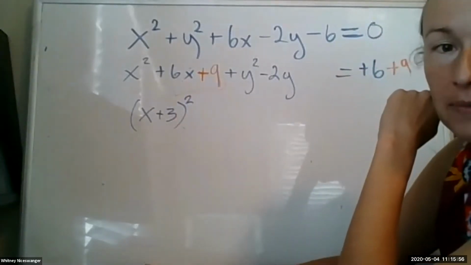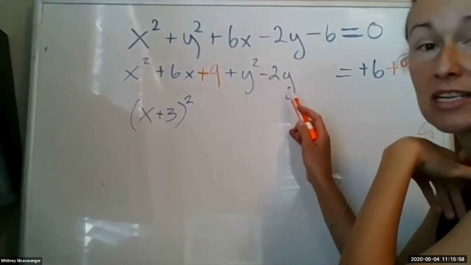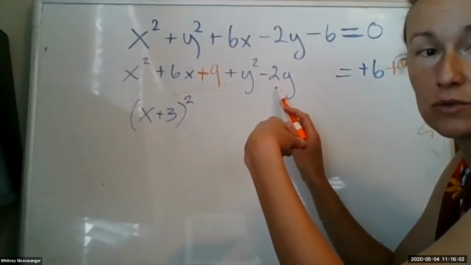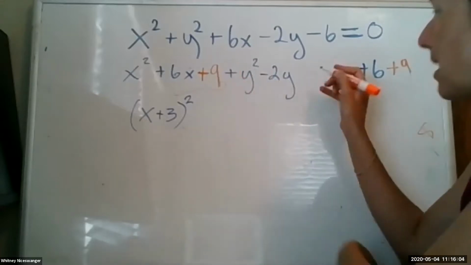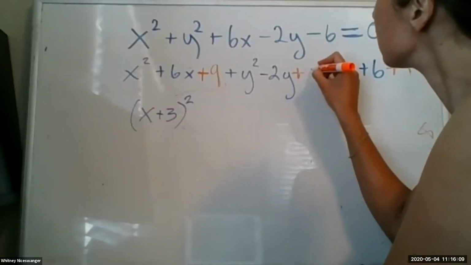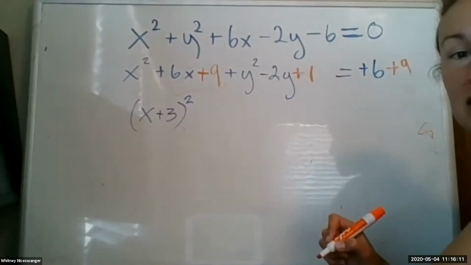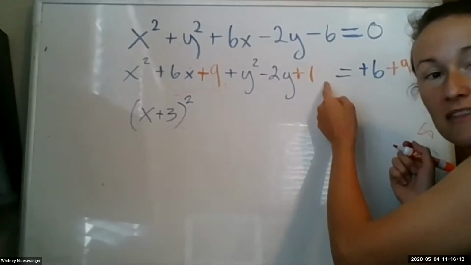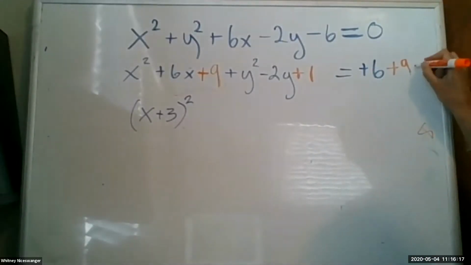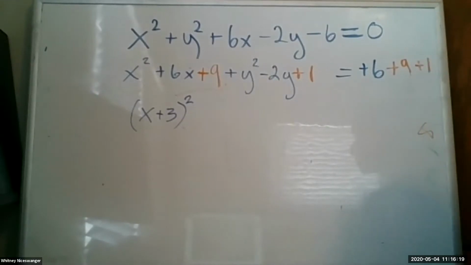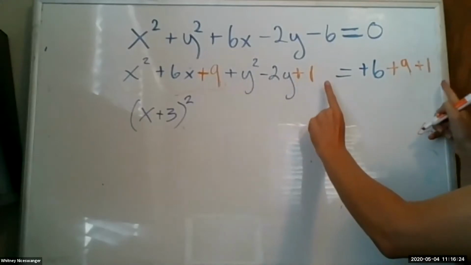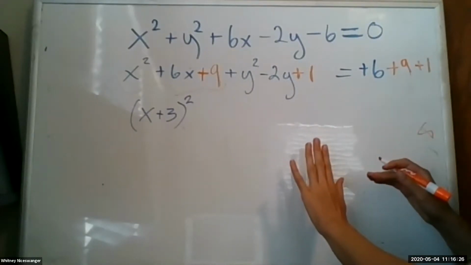Now let's do our y. We've got y squared minus 2y. The constant term we need is this divided by 2, so -1, squared, positive 1. Same thing, I can do plus 1 minus 1 and then ignore that -1, or I can do plus 1 on both sides. All right. So I added 9 to both sides, I added 1 to both sides, I'm allowed to do that.